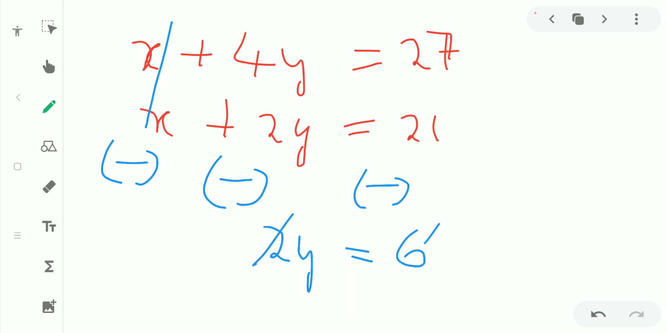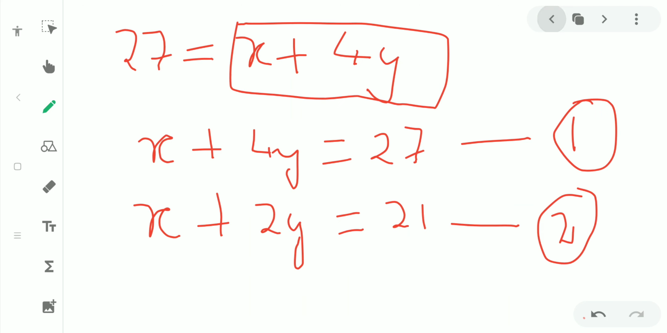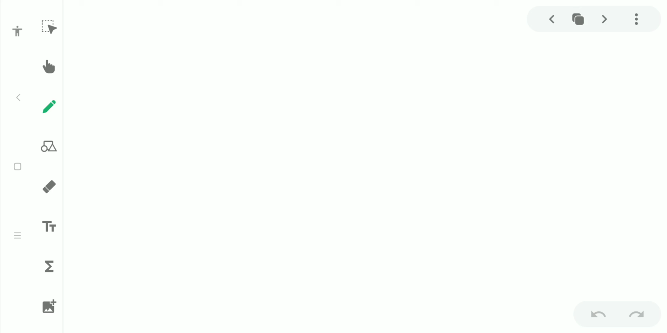So 2 1s are 2, 3 2s are 6. We are getting y equal to 3. So y is the charge paid for each additional day, which is nothing but rupees 3.